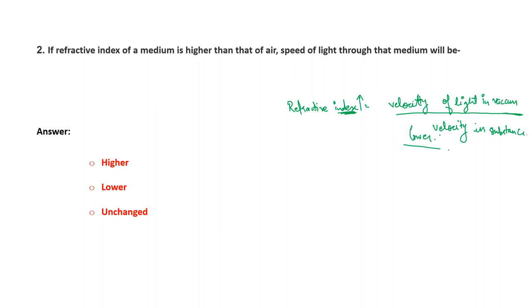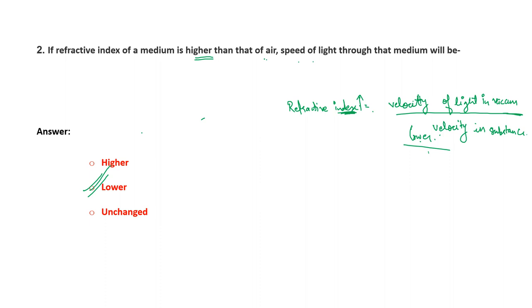If the refractive index of the medium is higher than that of the air, the speed of light through that medium will be lower, because the lower the value of velocity, the higher will be the refractive index. So the speed of light in that medium will be lower.